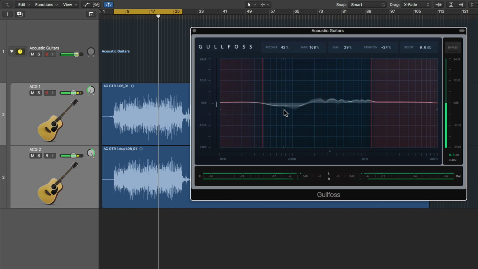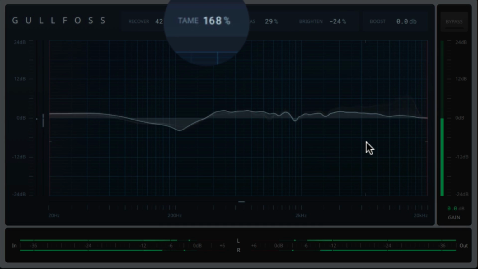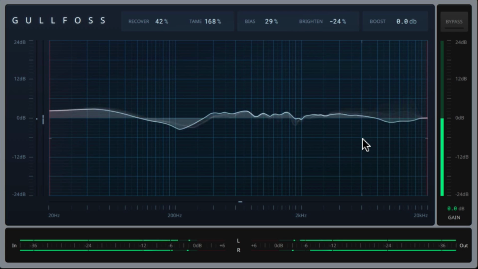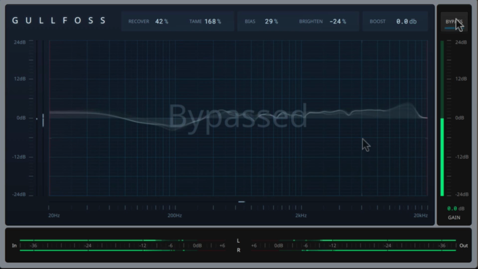I've got Gullfoss loaded up on an acoustic guitar bus with two hard-panned acoustic guitars coming through. And I've got the tame setting pretty high because this is helping to suppress some of the mid-range woodiness and boxiness in the guitars. Listen in for the mid-range resonances when Gullfoss is bypassed. This is especially noticeable right where the guitarist switches chords.